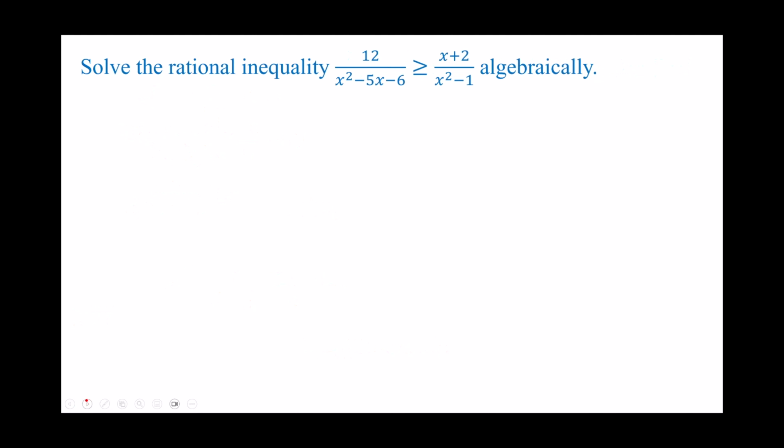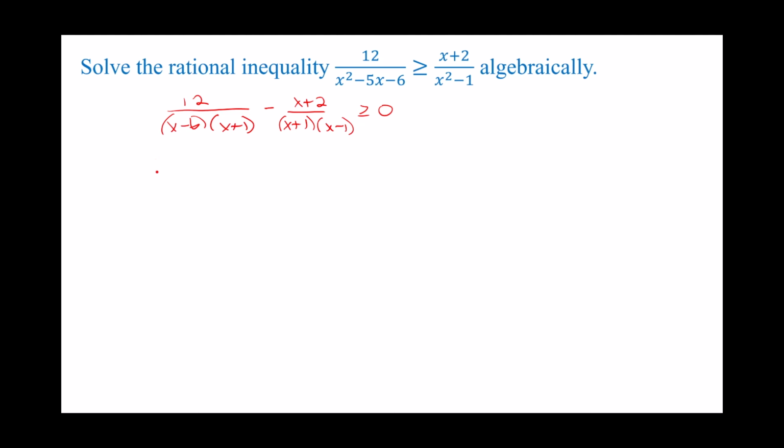Solve the rational inequality 12 divided by x squared minus 5x minus 6 greater than or equal to x plus 2 over x squared minus 1. So I need to factor everything and get everything on one side of that inequality. So I have 12 over x minus 6 times x plus 1, minus x plus 2 over x plus 1 times x minus 1, greater than or equal to 0.